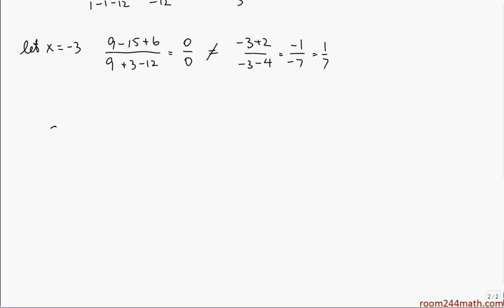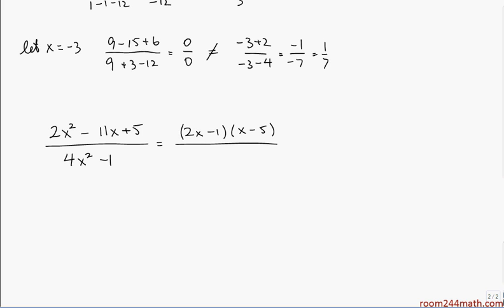All right, let's try one more. 2x squared minus 11x plus 5 over 4x squared minus 1. If need be, go off on a side or a separate sheet and factor these. The numerator factors as 2x minus 1 times x minus 5. The denominator factors as 2x minus 1 and 2x plus 1. It's a difference of squares.